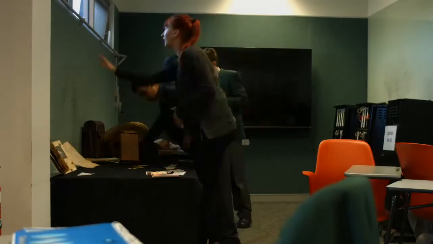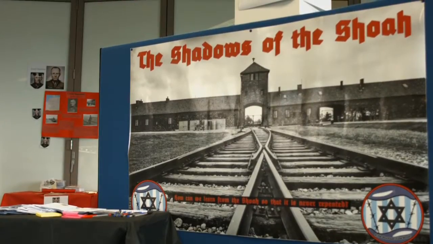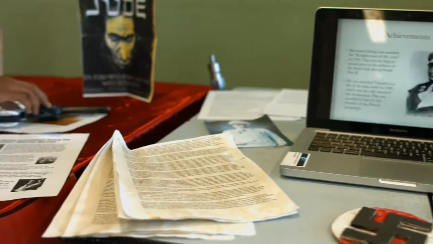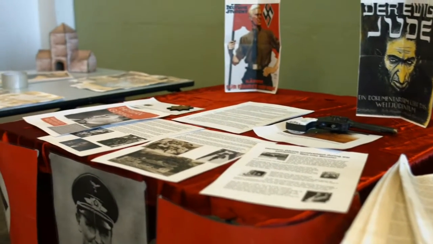The project In the Shadows of the Shoah allowed all students to analyse the effects of the Holocaust on nations, communities and most importantly, individuals. We focused on a certain personality from a different perspective during World War II. Such perspectives included a Holocaust survivor's, a Nazi commander's, and also just German citizens'.